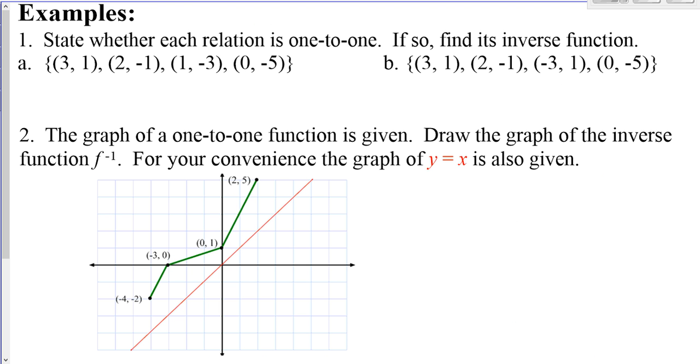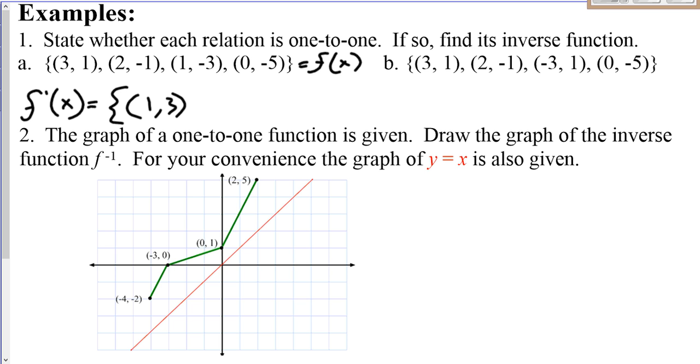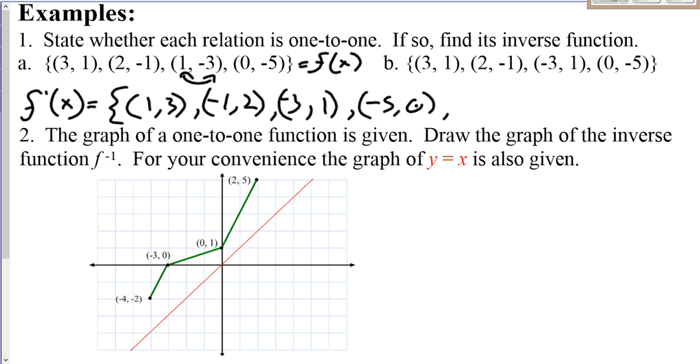All right. So, example: say whether each relationship is one-to-one. If so, find its inverse function. In example A, we see that every input has a unique output, so it is a one-to-one function. If this is equal to f of x, then for the inverse we know they're just switched around. So your input would be the point 1, your output is 3. Your input would be -1, your output is 2. Your input would be -3, and your output is 1. So just switching these values, right? And then we would have -5, 0, and that would be the inverse function.